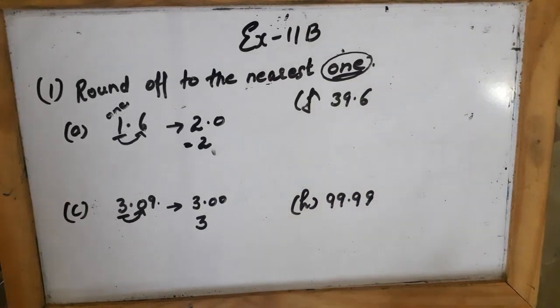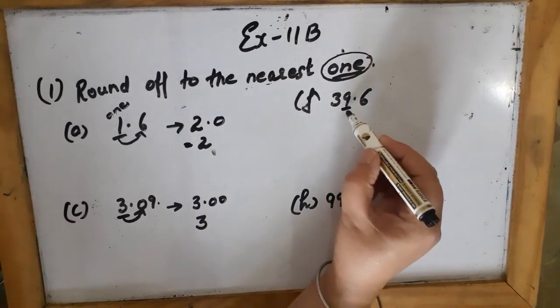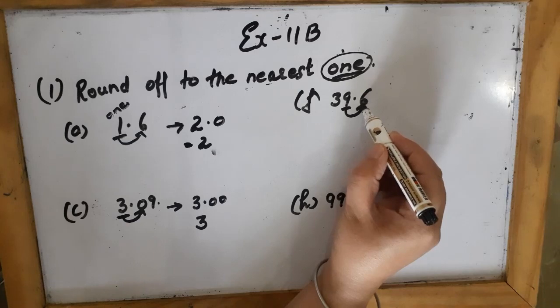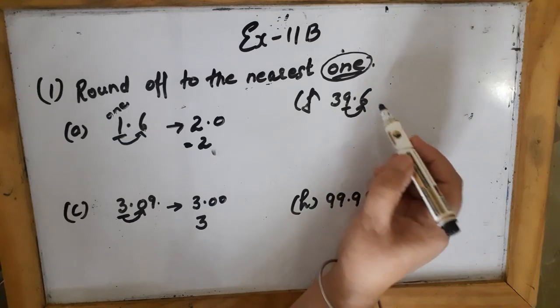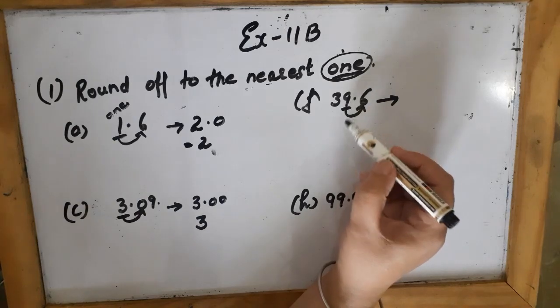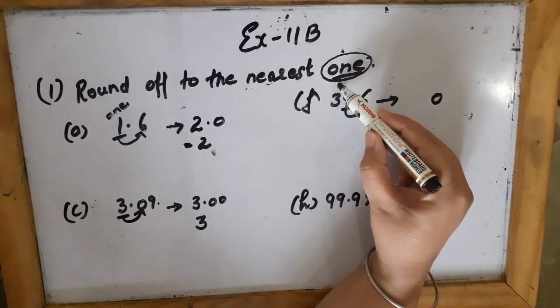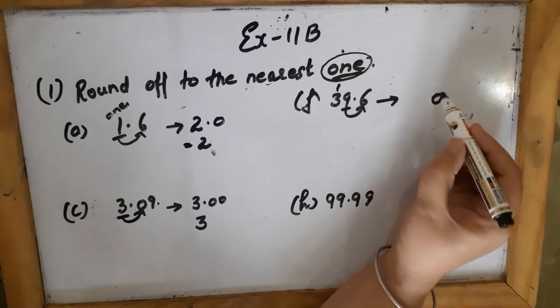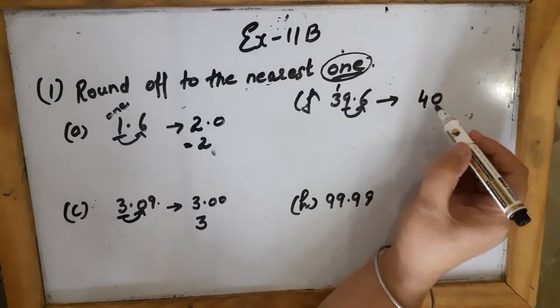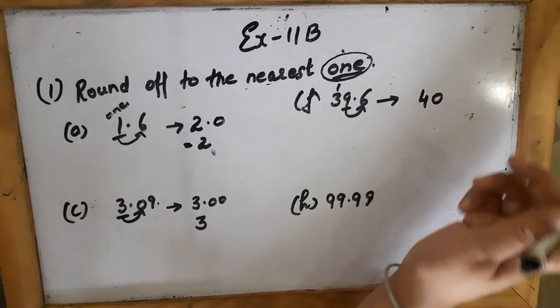Now 39.6. This is the digit at the ones place. To the immediate right of this 9, you can see it's 6, which is more than 5. It means 9 will become 10, and 1 I will carry, and 3 and 1 will become 4. So this will become 40.0, or you can write only 40.